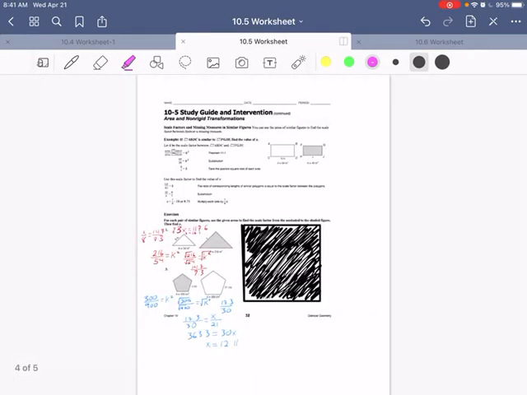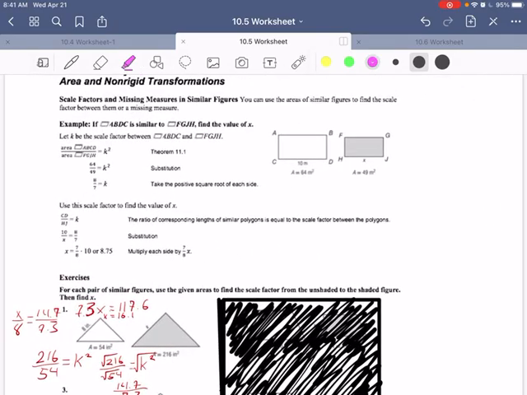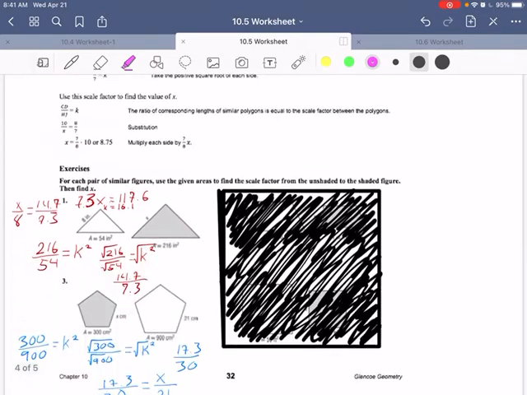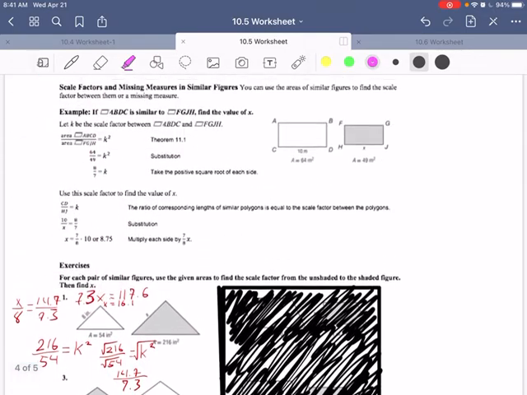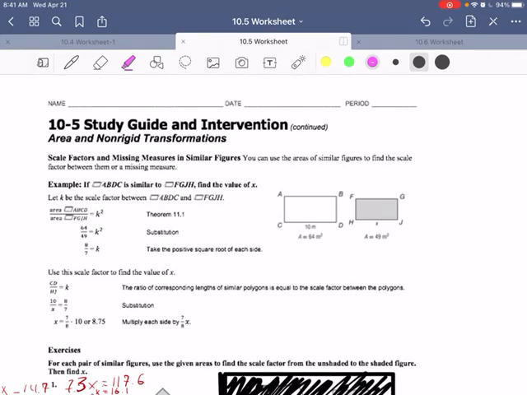All right, now we get into something a little bit different, and we're almost done with what we're learning in this lesson. If we're looking at this page, the last one, it says 32, last one of learning, and then you've got your own work on the last page. We've got scale factors and missing measures and similar figures. You can use the areas of similar figures to find the scale factor between them or a missing measure.